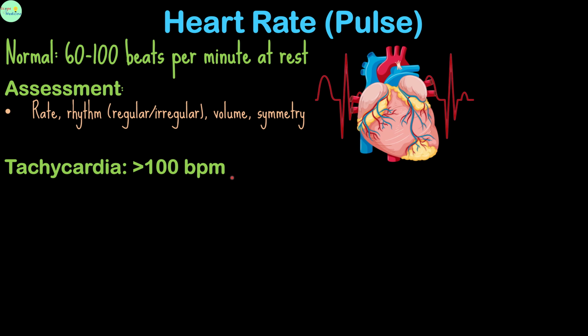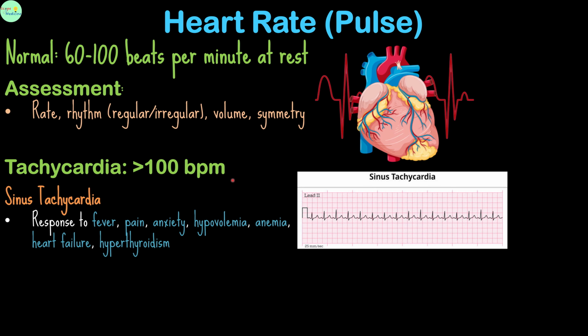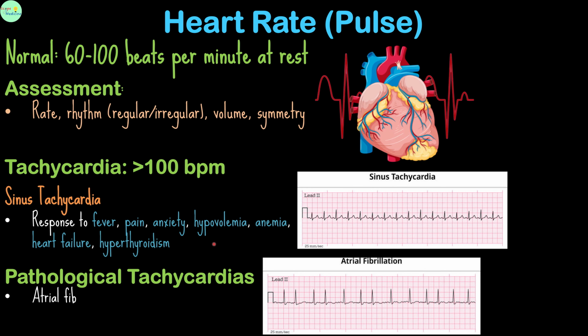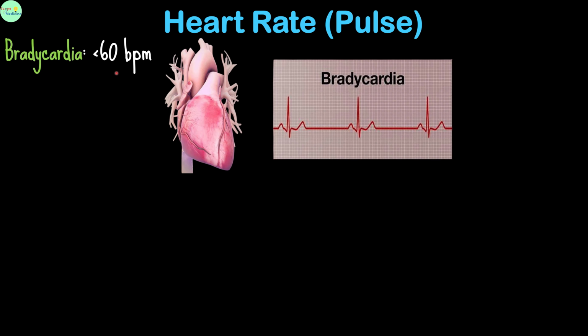The most common form is sinus tachycardia, which is a physiological response to stressors like fever, pain, anxiety, hypovolemia, anemia, heart failure, or hyperthyroidism. Pathological tachycardias, such as atrial fibrillation, supraventricular tachycardia, or ventricular tachycardia, require an electrocardiogram for definitive diagnosis. Bradycardia is a heart rate less than 60 beats per minute.